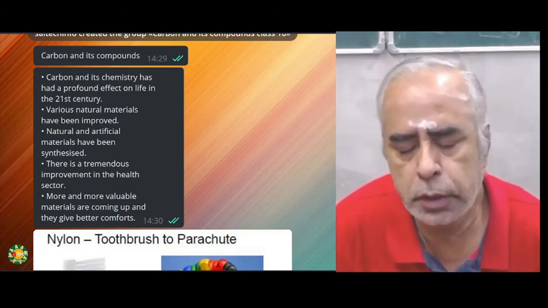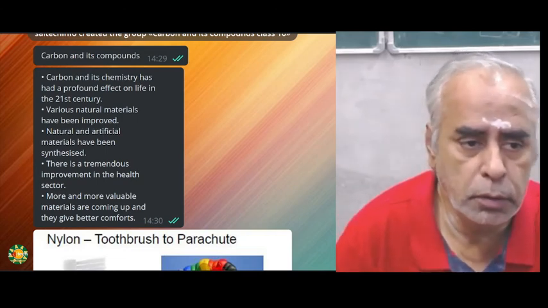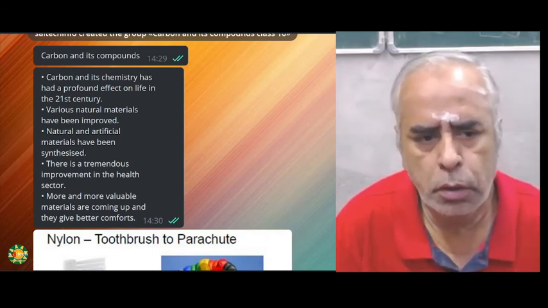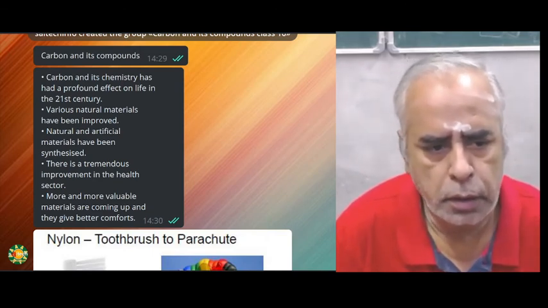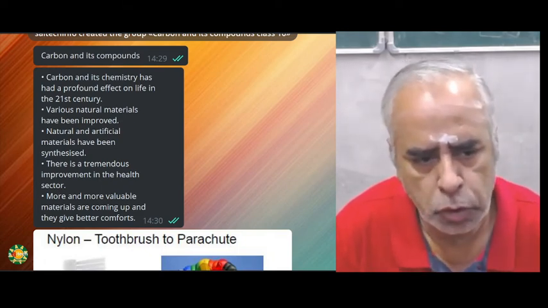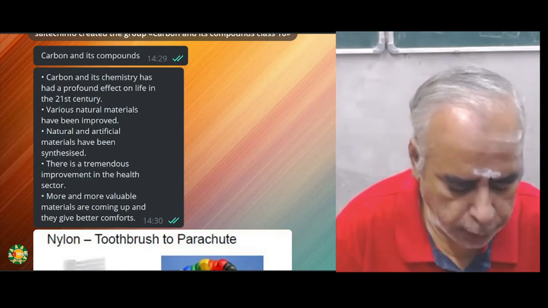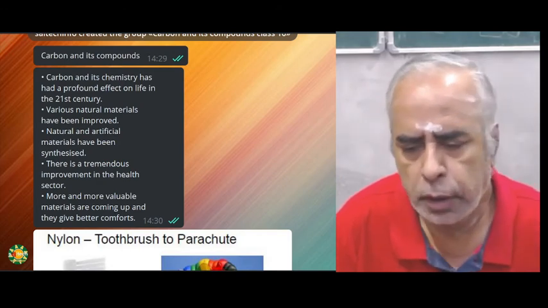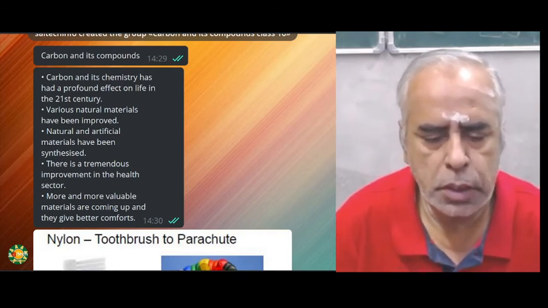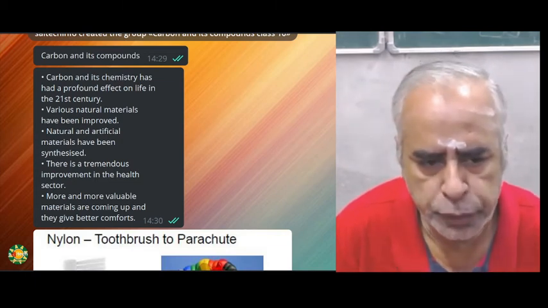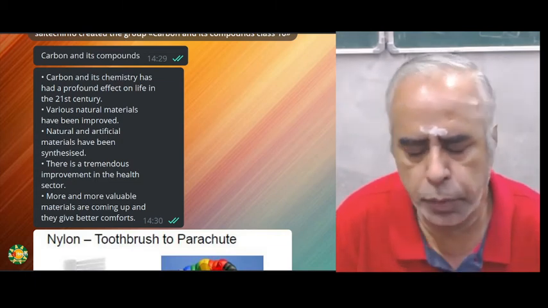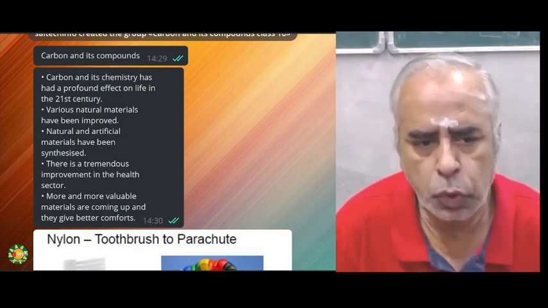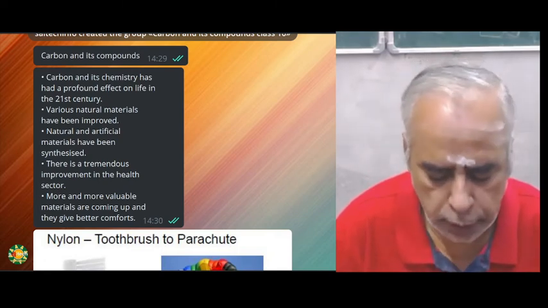Various natural materials have been improved because of this wonderful growth in organic chemistry. Several natural and synthetic materials have been prepared based on different types of reactions and mechanisms in organic chemistry. In fact, in the health sector, we can see a tremendous improvement, particularly with regard to food preservatives and drugs. And that is why chemistry has a very important role in humans' daily life.